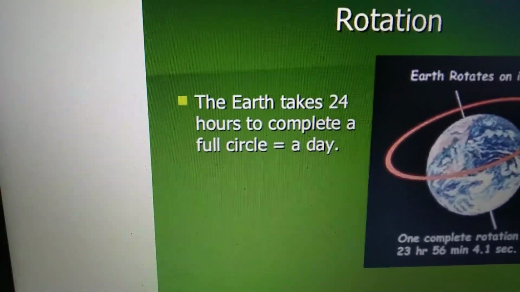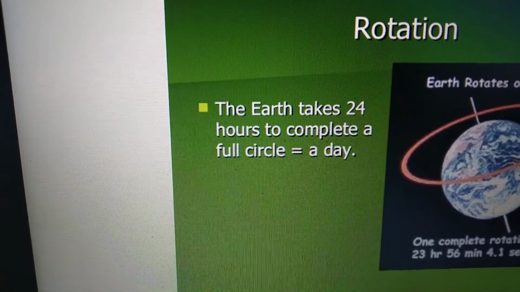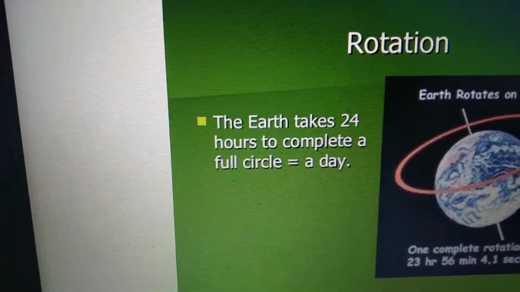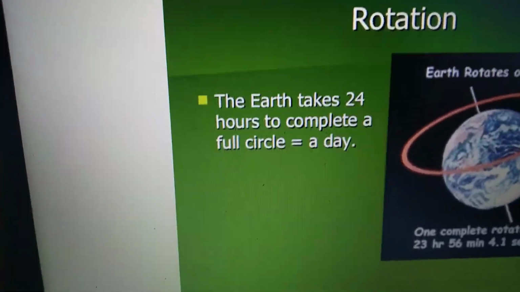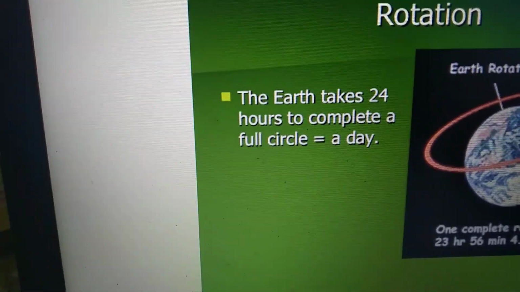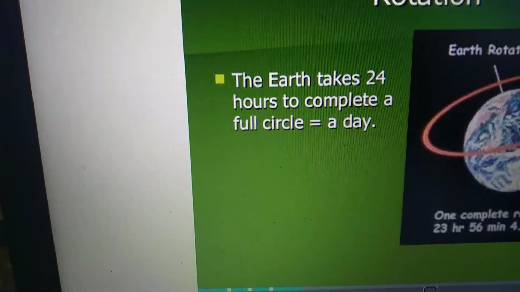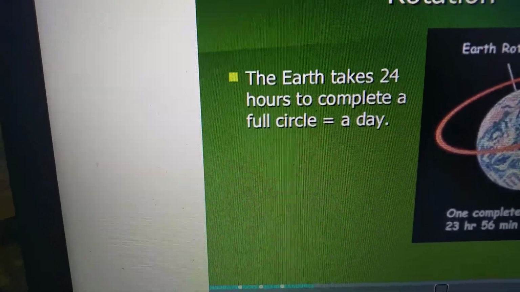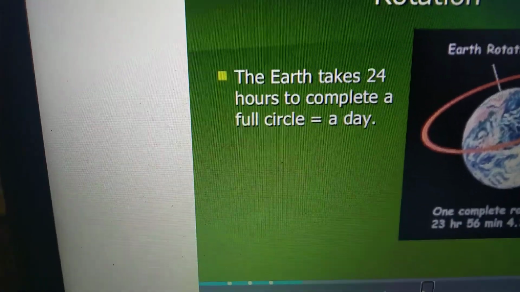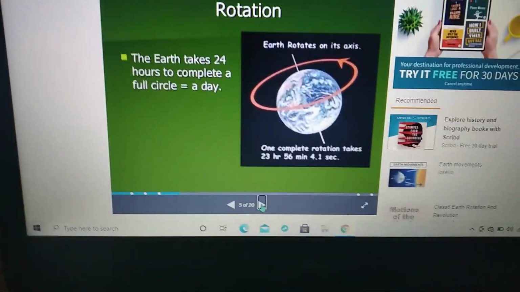Half of the Earth faces the sun and the other half is away from the sun. So the part of the Earth facing the sun receives sunlight and has daytime. The other half, which is away from the sun, is in darkness and has nighttime. So rotation causes day and night. One day and one night together equals 24 hours.